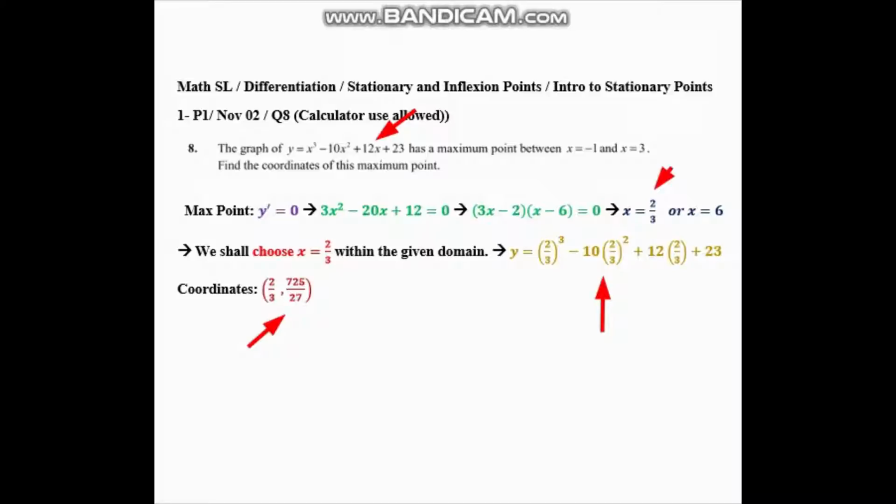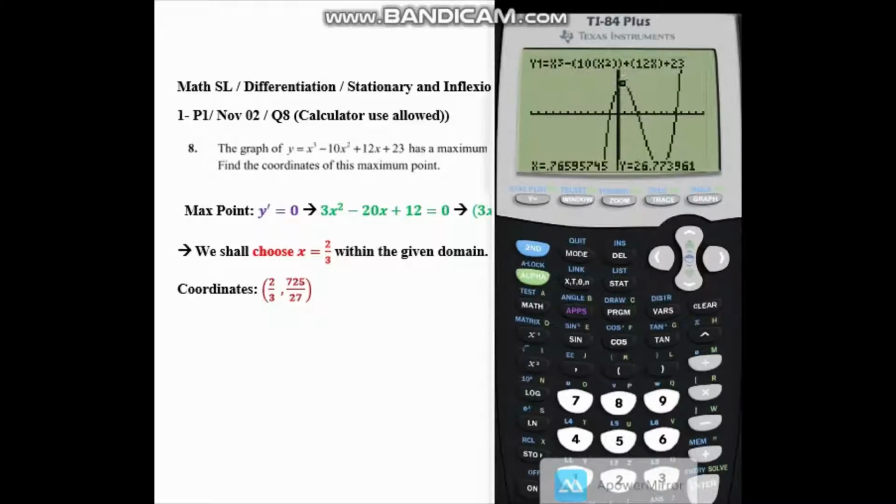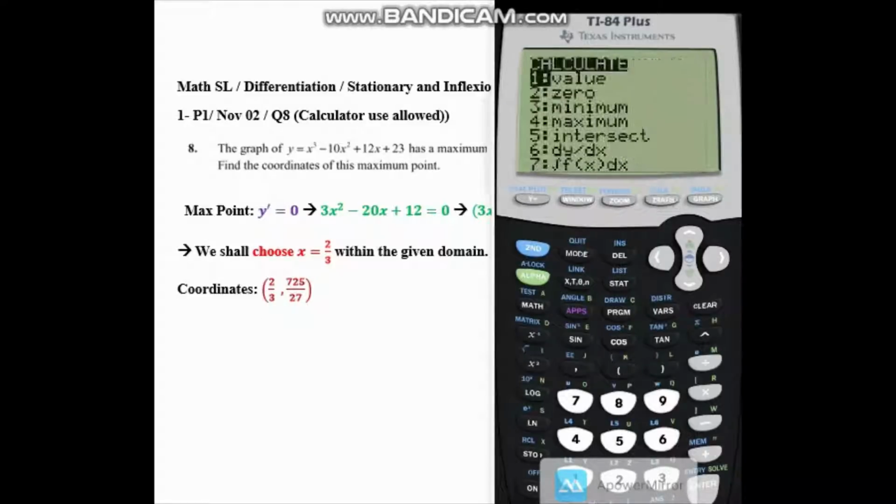Now, there is a very quick and nice way to actually find this answer using the calculator without even having to differentiate. So let's take a look at that. So I've typed down the original equation onto my calculator: x cubed minus 10x squared plus 12x plus 23. This is the original function given in the problem. I shall click on trace. This is the graph of the function. I shall click on second, trace, find the maximum value.